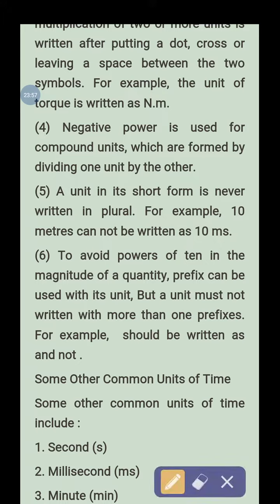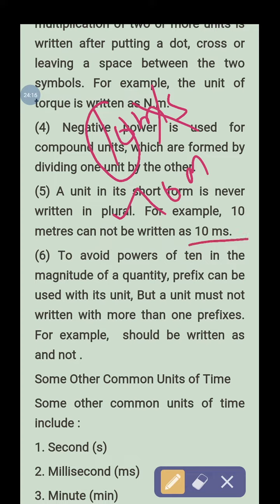A unit in its short form is never written in plural. In plural means if we are going to write 10 meter, we know that 10 is plural, but we don't write it as 10 meters. This is the wrong way. This is 10 m, not 10 ms. So 10 meters cannot be written as 10 meters in short. But if we are going to use the whole word, then we write 10 meters.